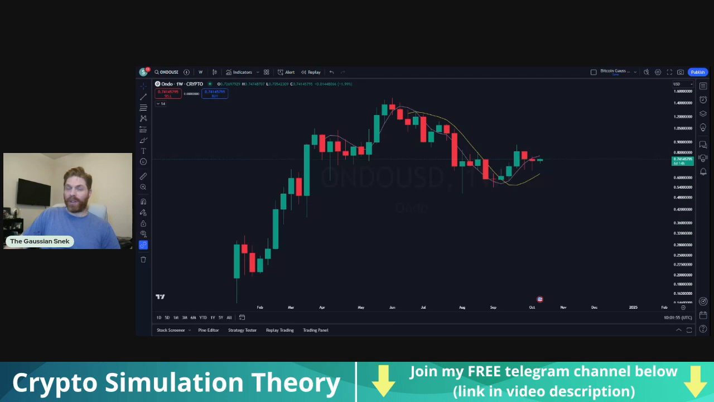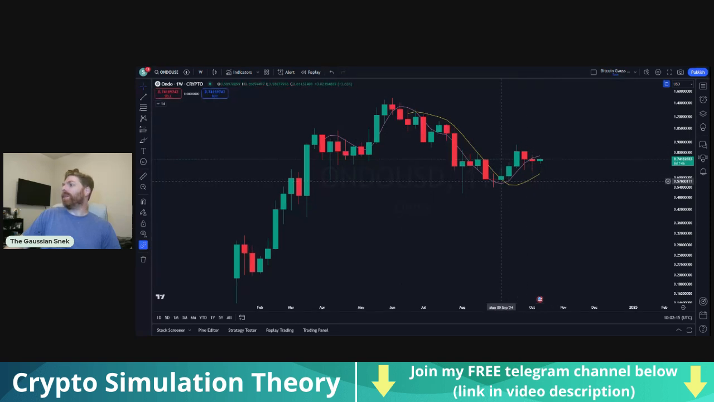Next up is Ondo Finance, or Ondo for short. This asset's been around since January, so I don't have a 40-week HMA on it. I'm looking on the weekly, which is my preference. We do have a 10-week HMA in purple and a 20-week in yellow.